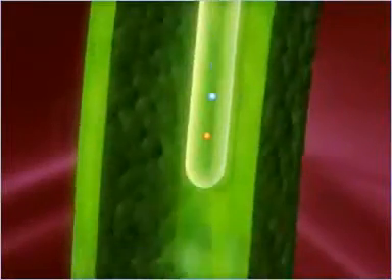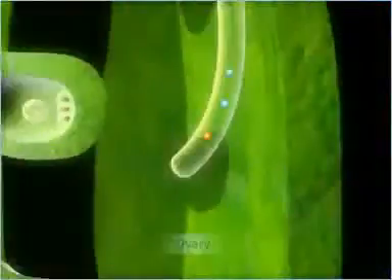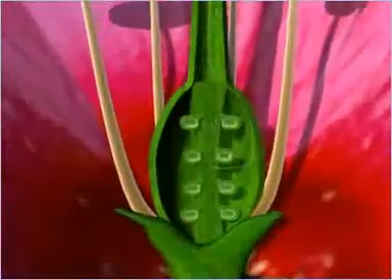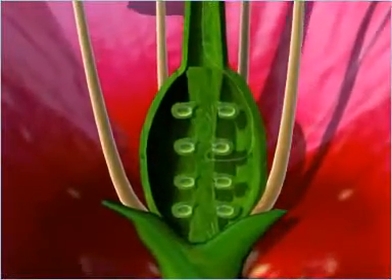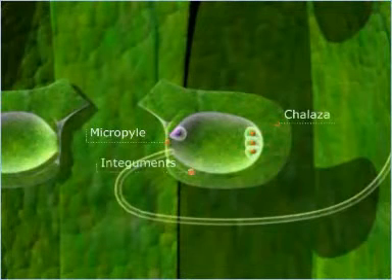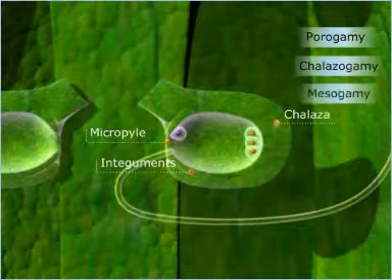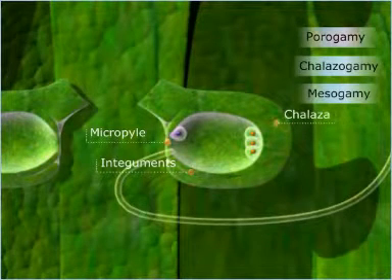The pollen tube at this stage, with a vegetative nucleus and two male gametes, grows down into the ovary. The entry of the pollen tube into the ovule through the micropyle, chalaza, or integuments is known as porogamy, chalazogamy, and mesogamy respectively. Porogamy is the most common out of these.